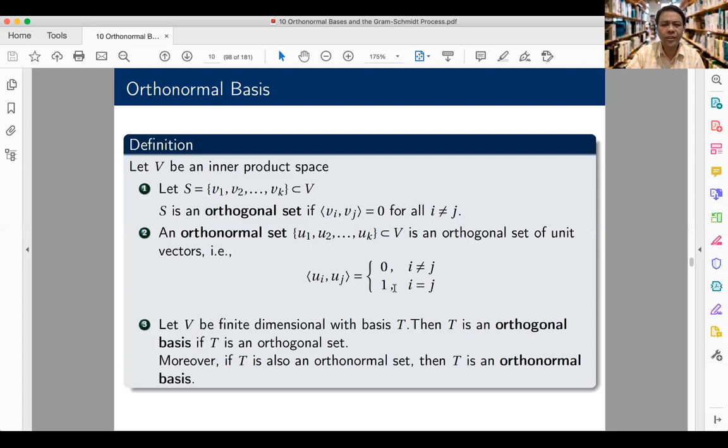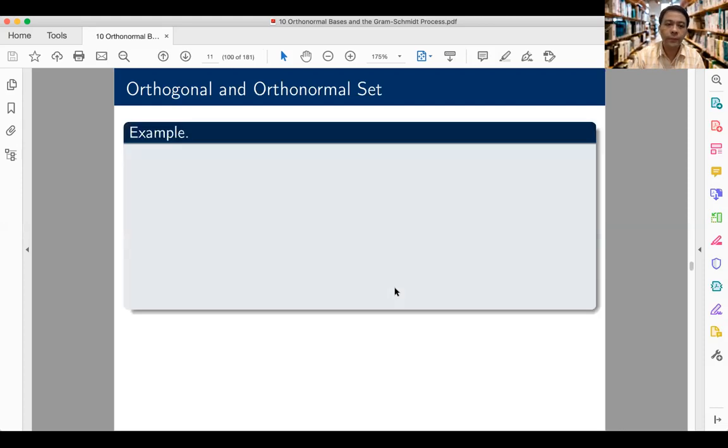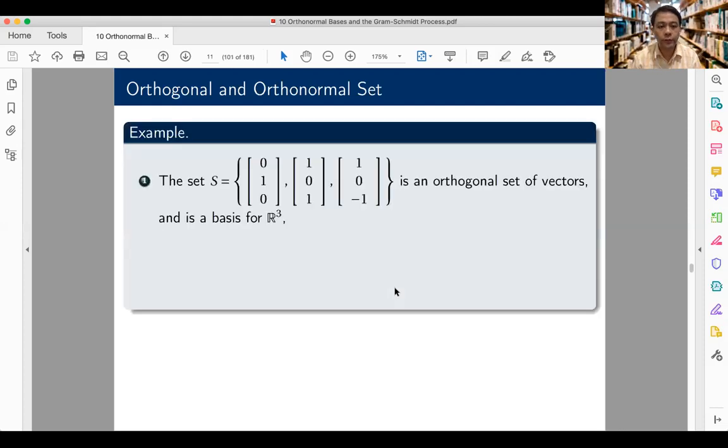Okay? Now the question is, do vector spaces have orthonormal bases? For example, let's consider this. Suppose that we have a set S here. We can verify that this is an orthogonal set of vectors. How? You just take the inner products.